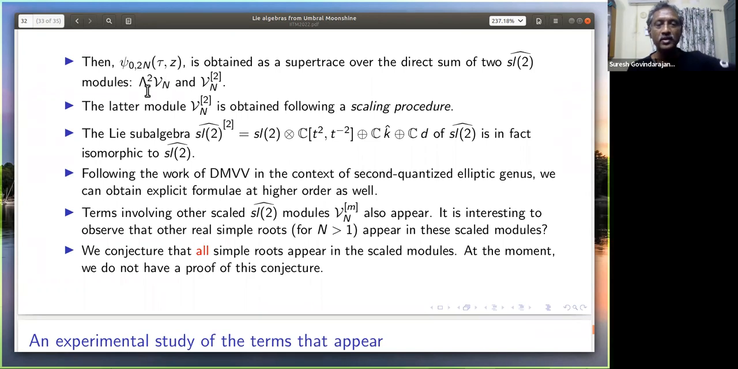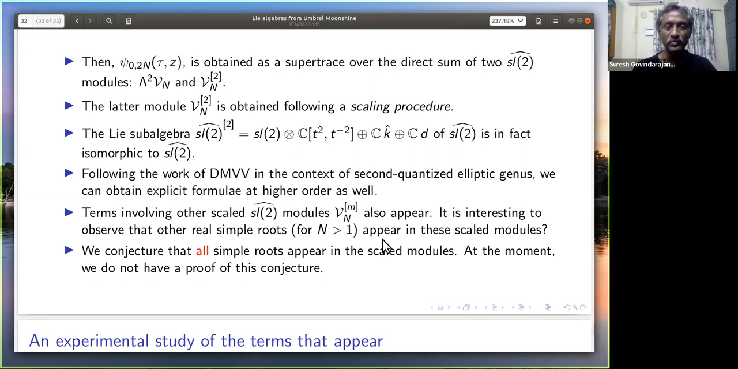For every Young diagram, you will find some term like this, but then there will also be scaled modules of them. It's interesting to observe that the other real simple roots appear in these scaled modules. We also conjectured that all simple roots appear in scaled modules, but this is a conjecture. We haven't proven it. This is my conjecture. My collaborators also don't agree with it. But we have checked and it seems to be okay to the level that we have checked.